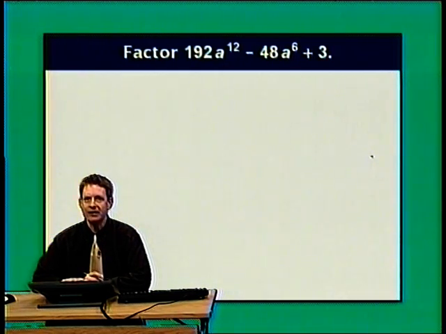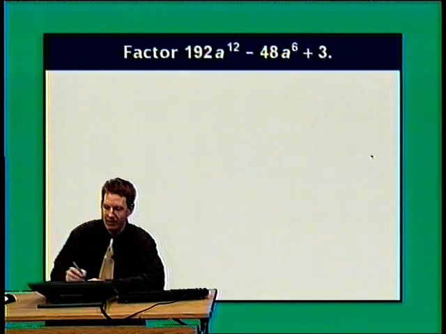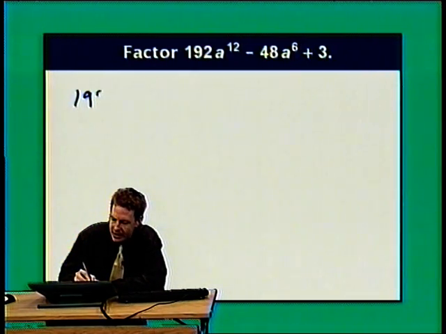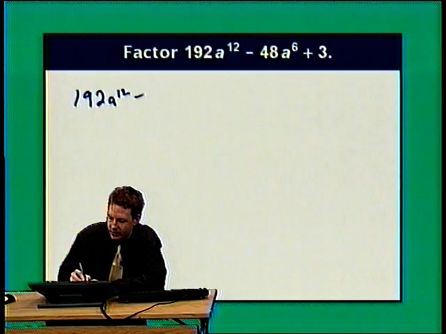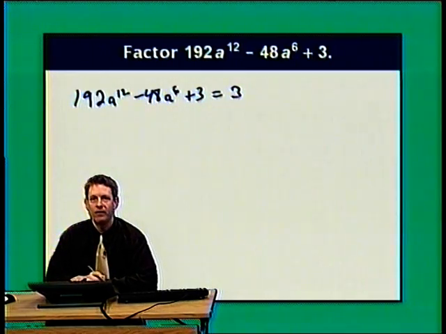Well, the quick check is to add up the digits of 192. 1 plus 9 plus 2 is 12. And you know what? Since 3 evenly divides into 12, it must also evenly divide into 192. So all 3 of my terms have a factor of 3, and the first step in any factorization problem is to factor out your common factors. So let's take 192a to the 12th minus 48a to the 6th plus 3, and let's factor out our common factor of 3.